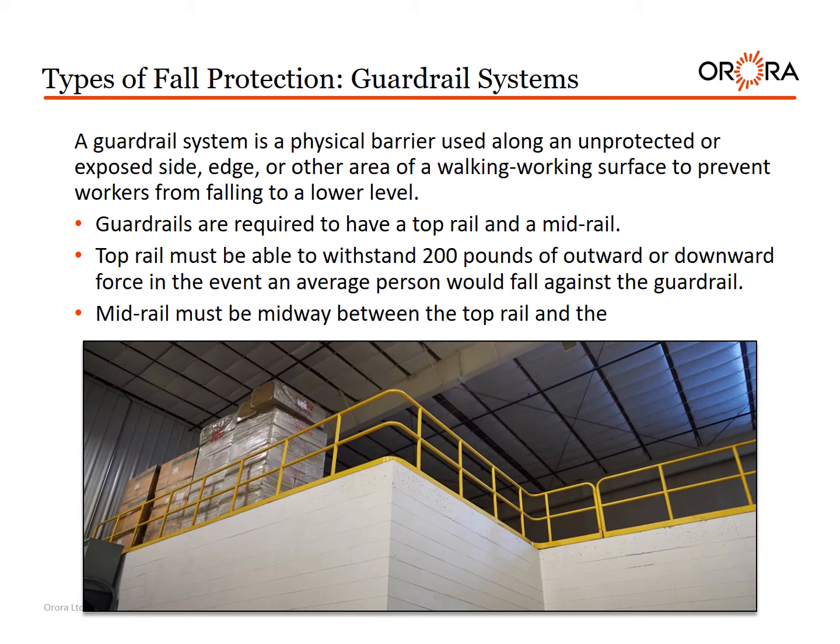Guardrails are required to have a top rail and a mid rail. The top rail must be able to withstand 200 pounds of outward or downward force in the event an average person would fall against the guardrail. The mid rail must be midway between the top rail and the bottom.